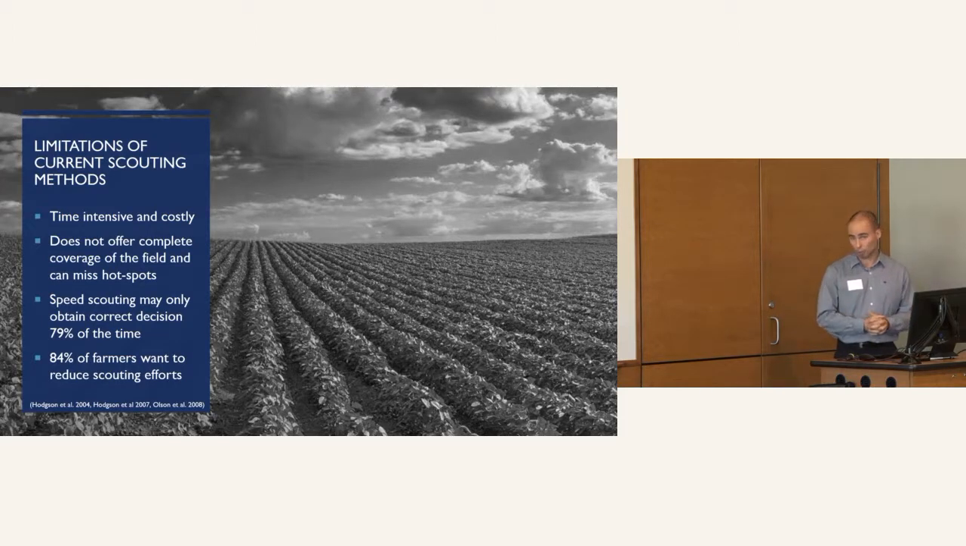There have been some improvements to this, speed scouting, where you're just estimating how many plants have above a certain number of aphids versus below a certain number of aphids, and that's an improvement, but there's still room to improve beyond that. The bottom line is the majority of farmers want to reduce the time they're spending on scouting. They want some improved efficiencies.